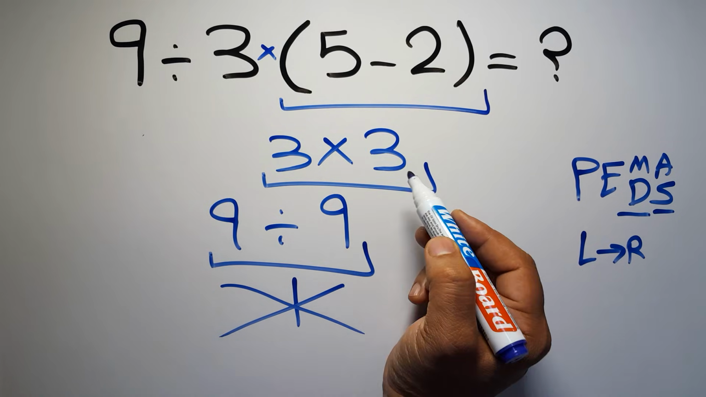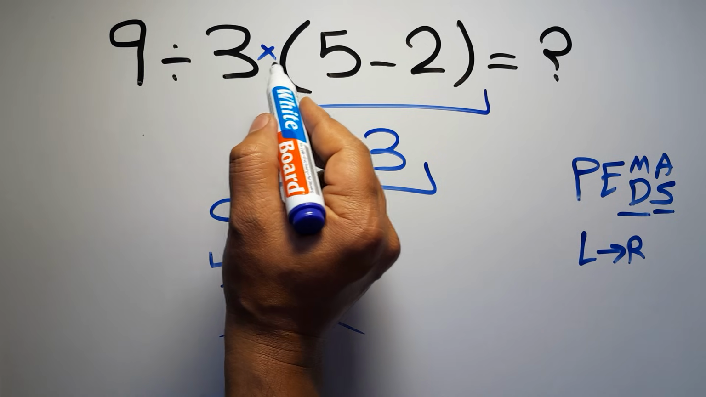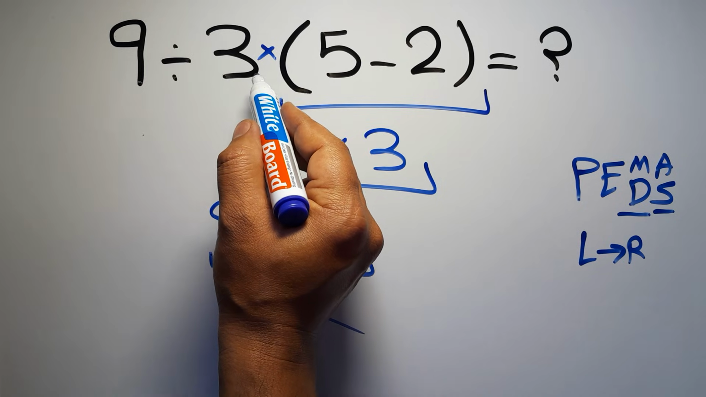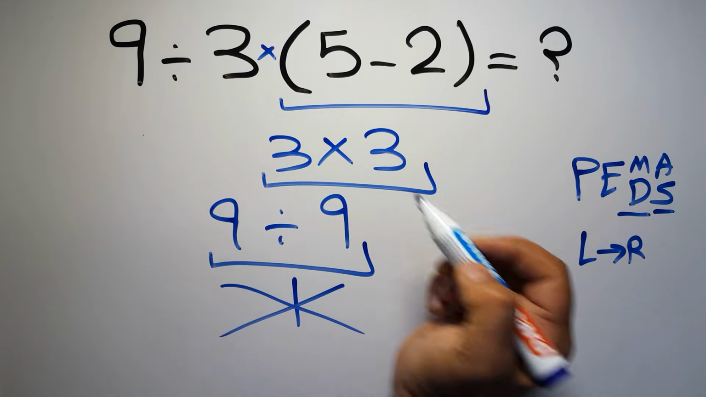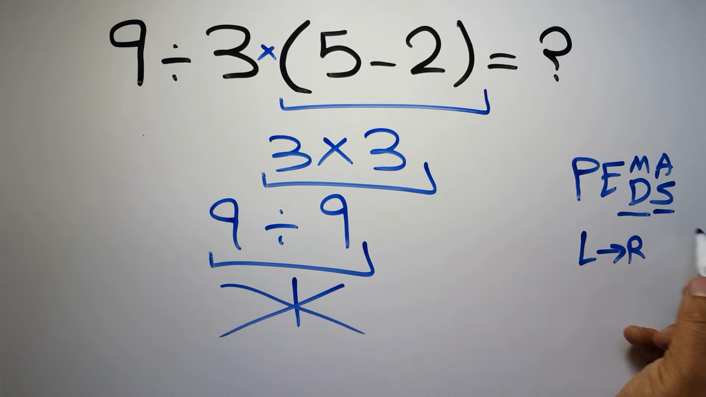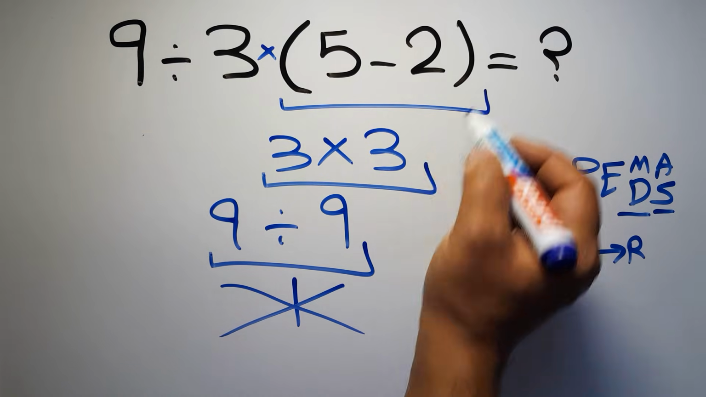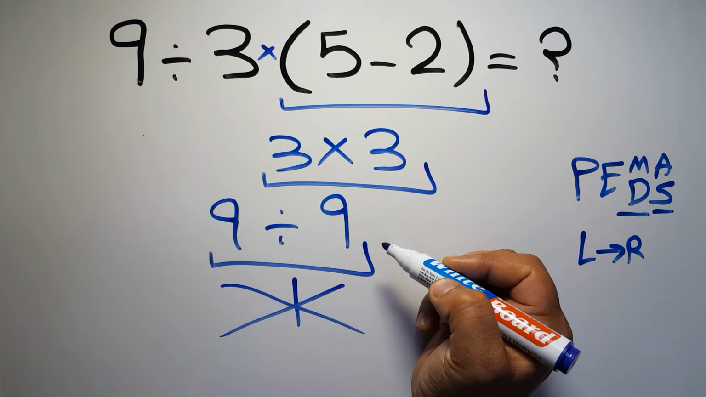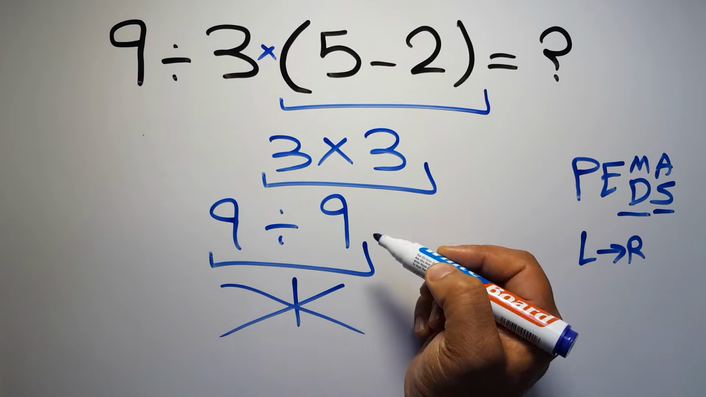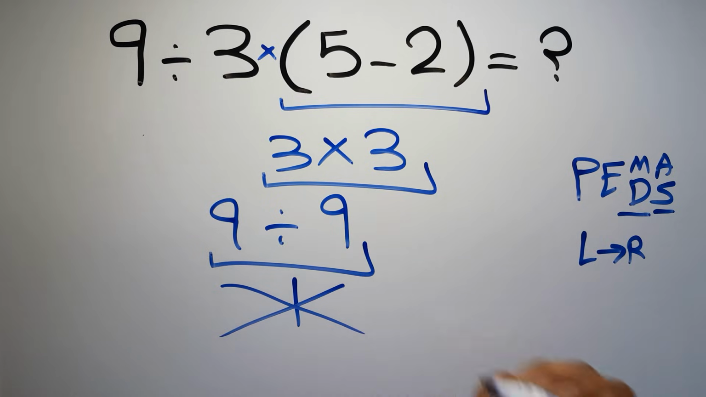Here we have a multiplication because in mathematics, when a number is placed next to parentheses, it means multiplication. And we usually don't write the multiplication sign for brevity. Okay, so according to the PEMDAS, first we have to do this parenthesis, then this division, and finally this multiplication. If we do this multiplication before this division, it is wrong.